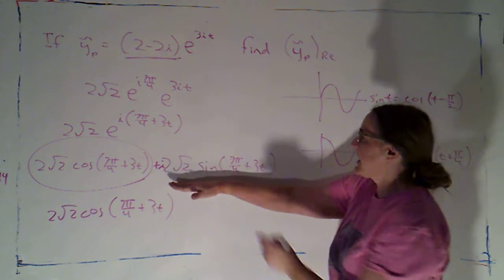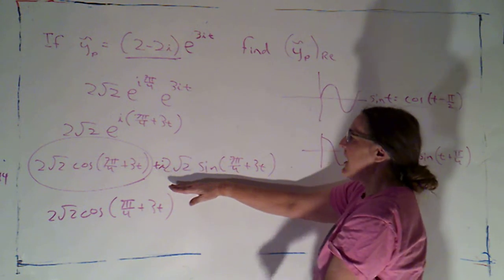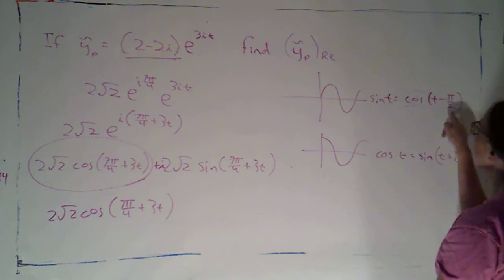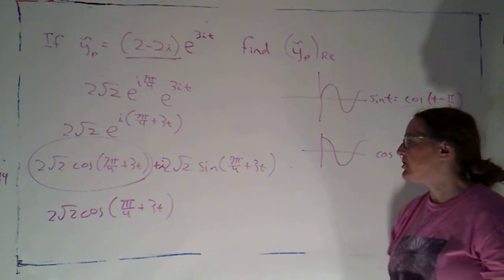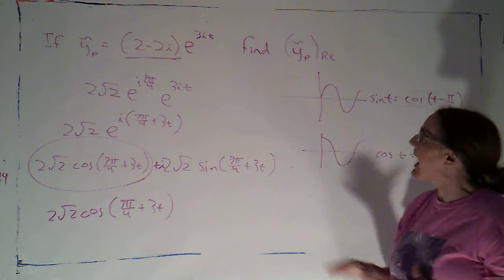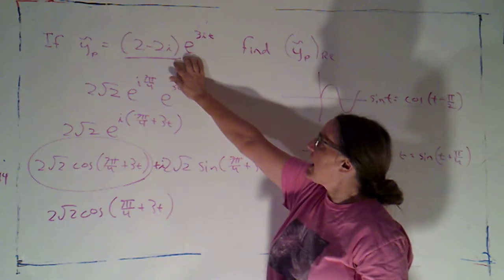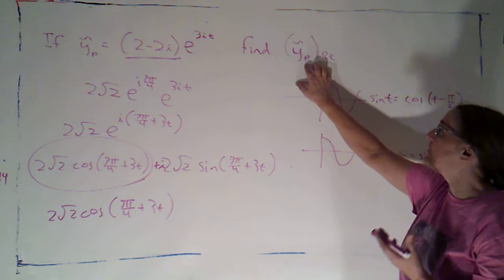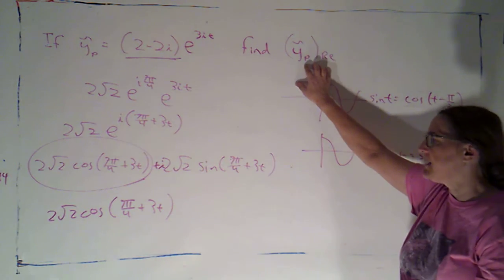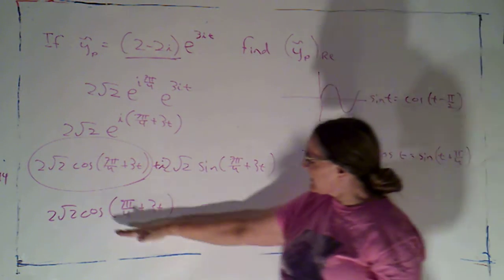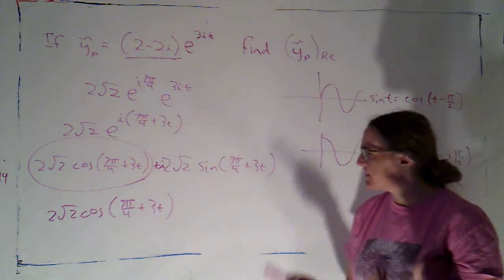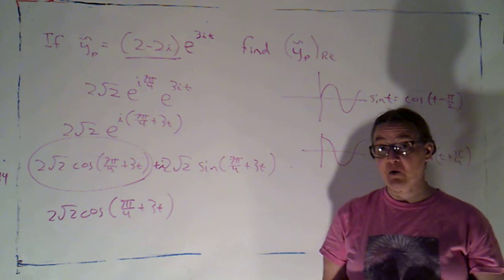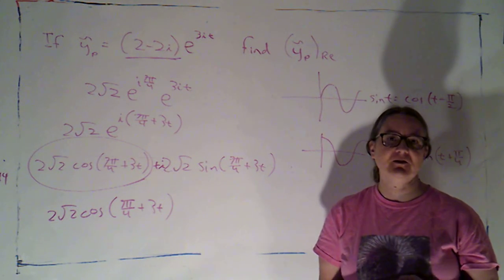So if I had this and I wanted to write it in terms of cosines, I could just say sine of this is the same as cosine of that minus pi over 2. So just another alternative for how I can go from a complex solution to the real part or the imaginary part. One nice thing about this is it does take me to just a single multiple of cosine or sine rather than a sum of each.